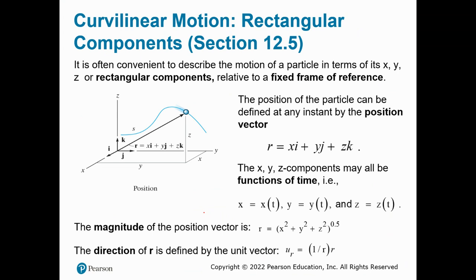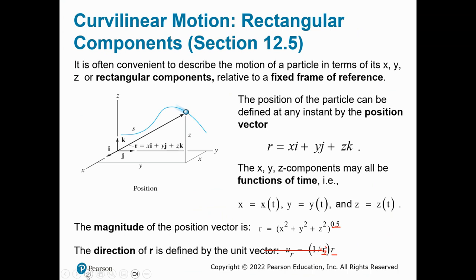The magnitude of the position vector r is equal to x squared plus y squared plus z squared, all to the 0.5 power, meaning I'm taking the square root of x squared plus y squared plus z squared, which gives me the magnitude of the position vector. And then the direction vector, which we studied in statics: the direction of r is defined by the unit vector u_r equals 1 over r times r. So be careful over here. You see these two r's, they were written slightly differently. This r right here, this one, ooh, hold on.